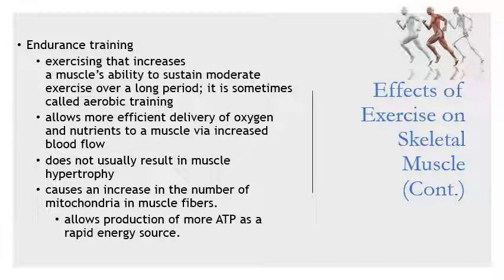They can go up and down and up and down stairs and not become short of breath. And what endurance training or aerobic training does is cause an increase in the number of mitochondria in muscle fibers. So this allows for more production of ATP as a rapid energy source.